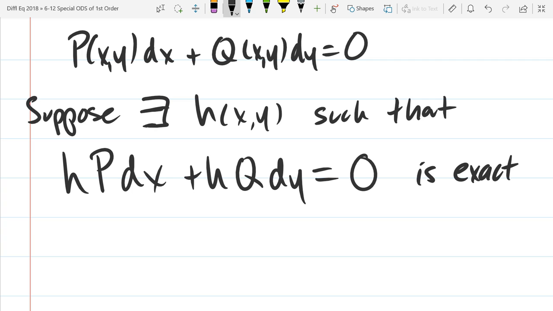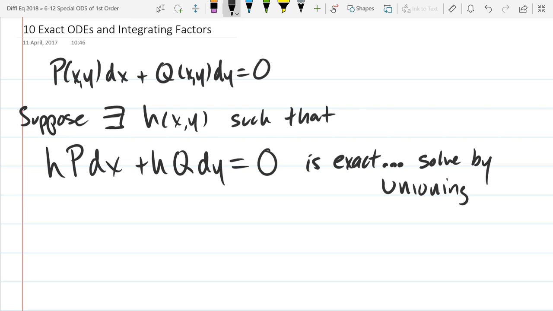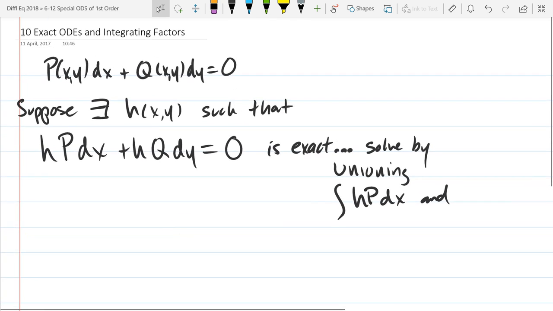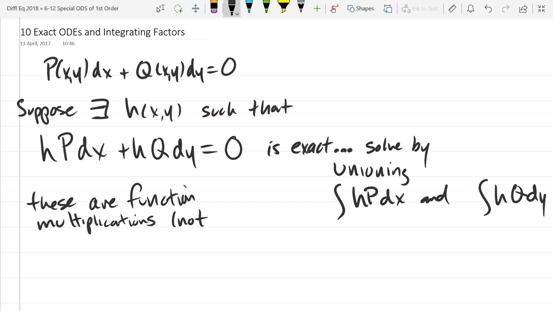If this is exact, we know how to solve it. Write how we would solve it over here: solve by unioning. You'd have to integrate h times p dx and h times q dy. These are products, not function compositions. So these are multiplications happening. I don't really want to write the little dot in there, and I also don't want to write parentheses because that really looks like I'm composing. So these are all function multiplications, not compositions.